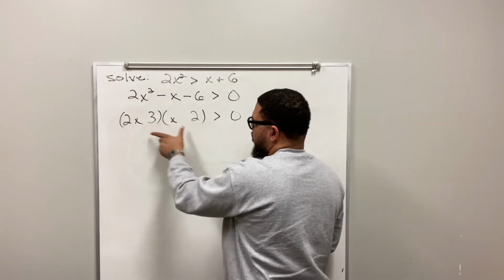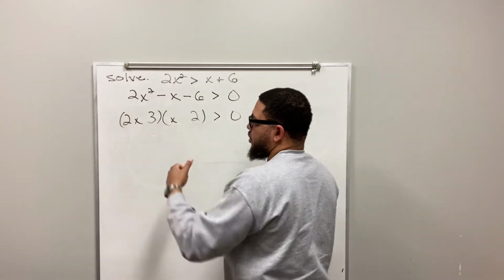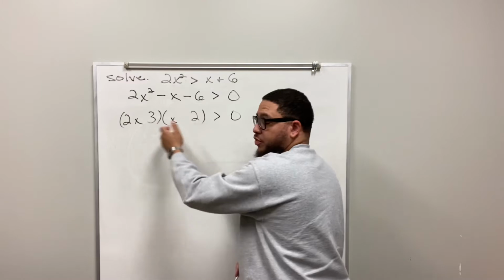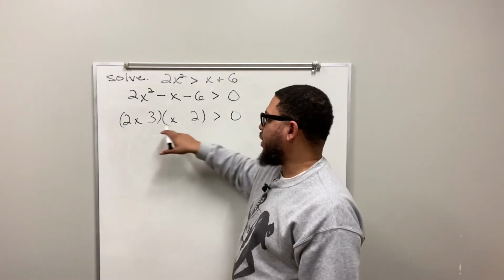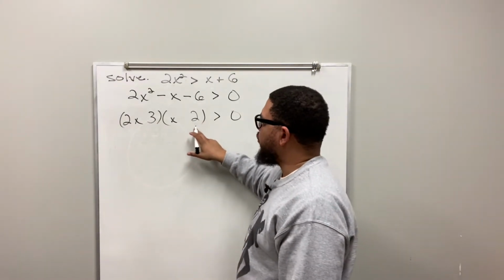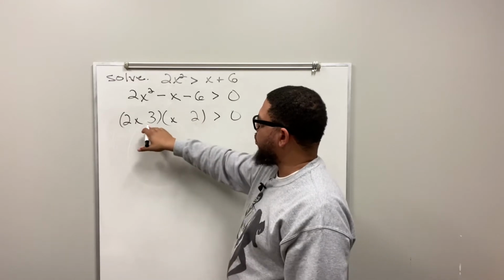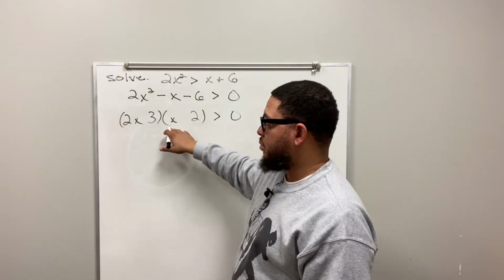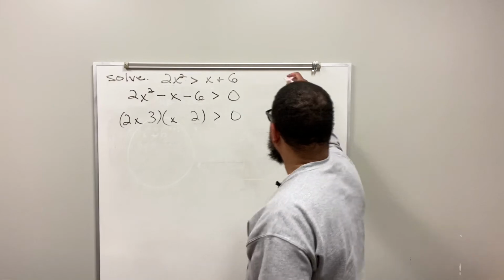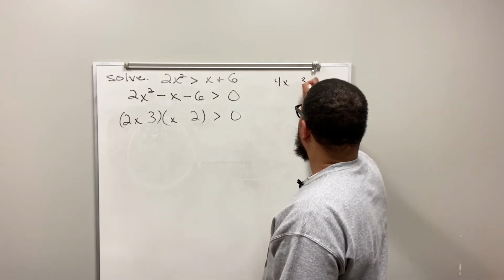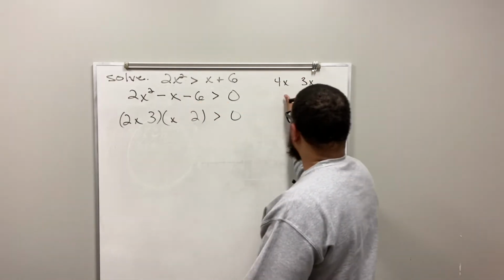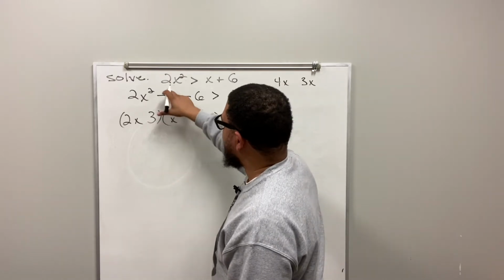Because my outer terms, because remember FOIL, the O in FOIL stands for outers. So when I multiply 2x by 2, that's going to give me a 4x. And when I multiply 3 times x, that gives me a 3x. So I got 4x and 3x, right? But I need these 2 terms to add up to a negative 1x.